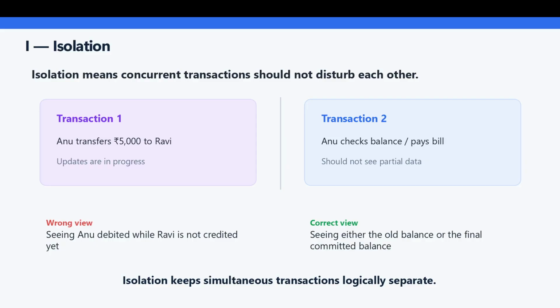So isolation keeps simultaneous transactions logically separate. It prevents one transaction from disturbing another transaction. So in simple meaning, isolation means that transactions should not interfere with one another. That is called isolation.